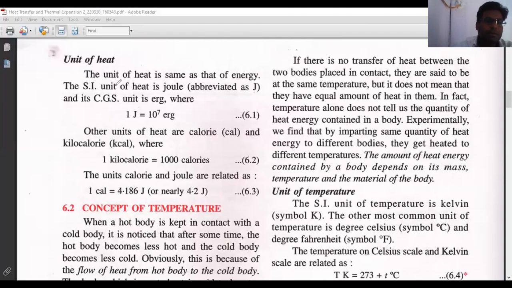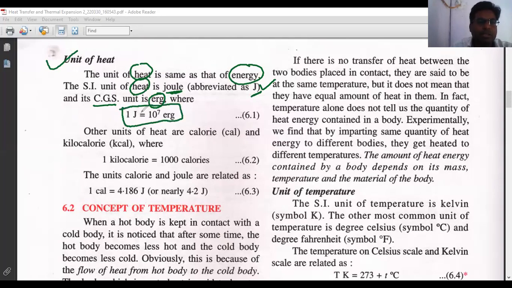Now the next topic is the unit of heat. The unit of heat is the same as that of energy because heat is a form of energy. The SI unit of heat is the joule, written with a capital letter as a symbol. In CGS it will be the erg. The relation between SI and CGS is 1 joule equal to 10 raised to 7 erg, right?